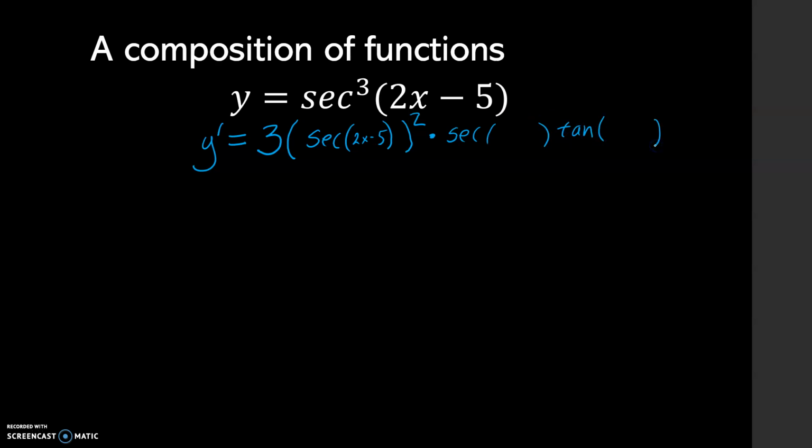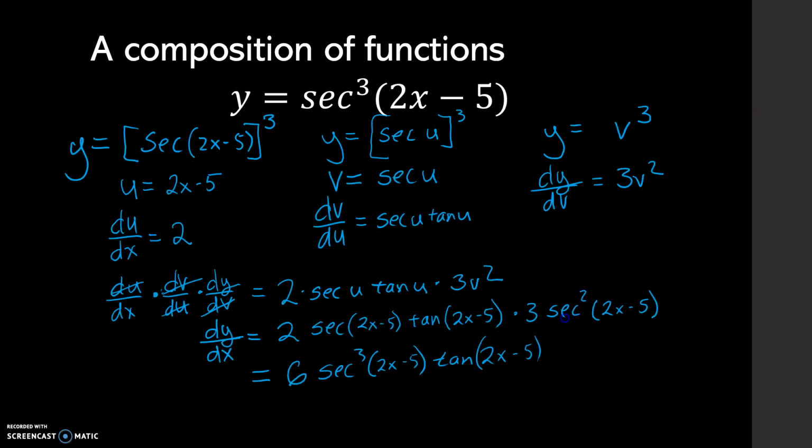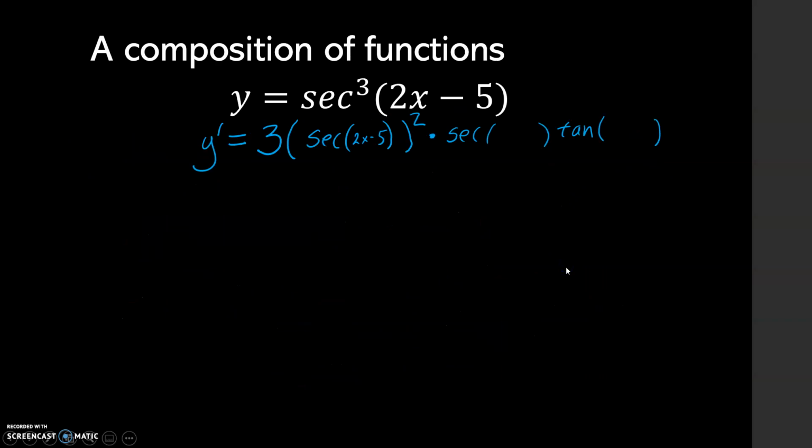I have a plan for leaving those blank. Why did I do that? Because it really doesn't matter what that function is. The derivative of secant of something is secant of that same something, tangent of that same something, which is what I wrote. And that something is 2x minus 5, which has a rate of change of 2.